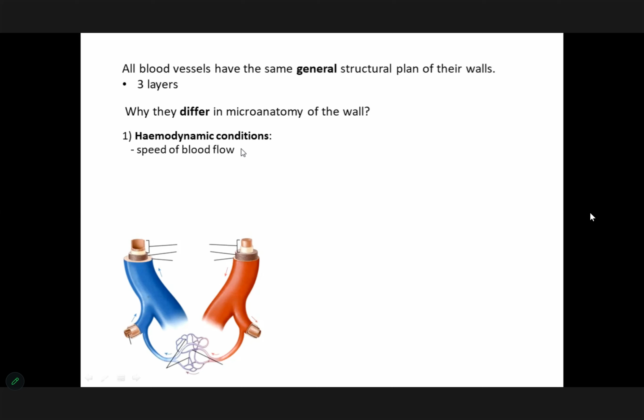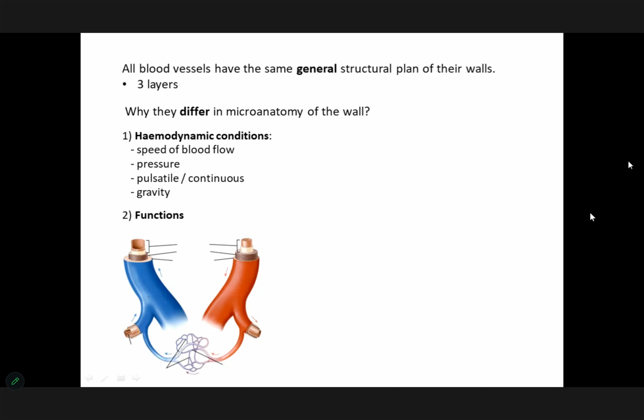Which are these hemodynamic conditions? They are speed of blood flow, how fast blood flows, the pressure, high or low, is it pulsatile or continuous, and gravity also may play a role. And second, functions. So the blood vessels differ in their histology because of, first, hemodynamic conditions and, second, functions.